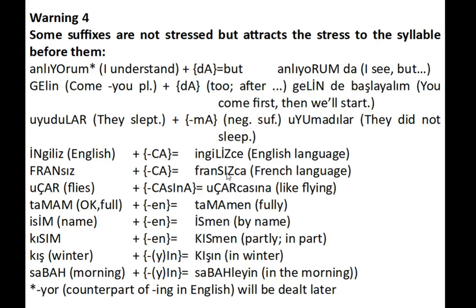Fransız, Fransızca. Uçar, uçarcasına. Tamam, tamamen. İsim, ismen. Kısım, kısmen. Kış, kışın. Sabah, sabahleyin. So we have yor here, which is the counterpart of ing, the present continuous suffix in English.